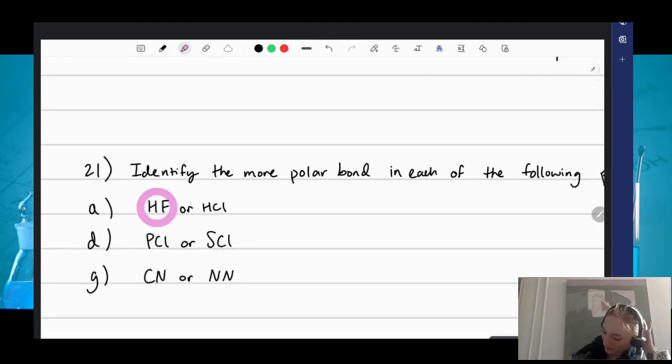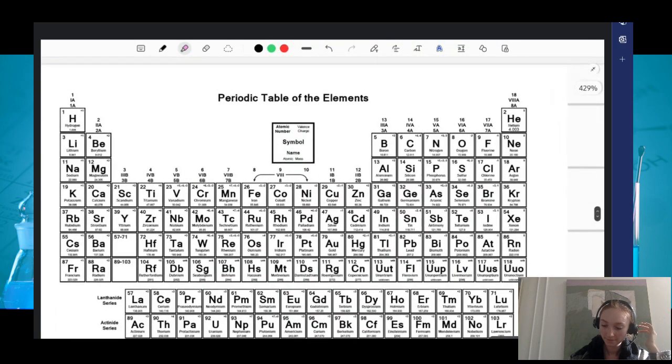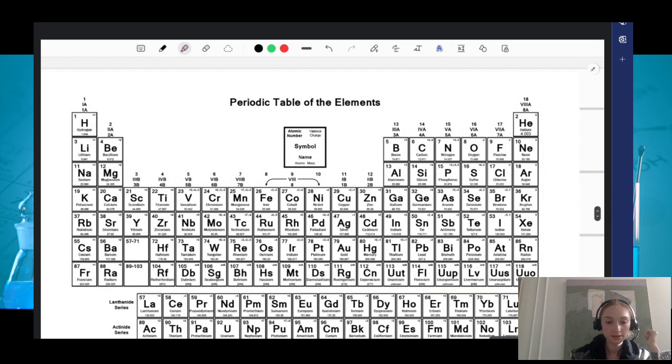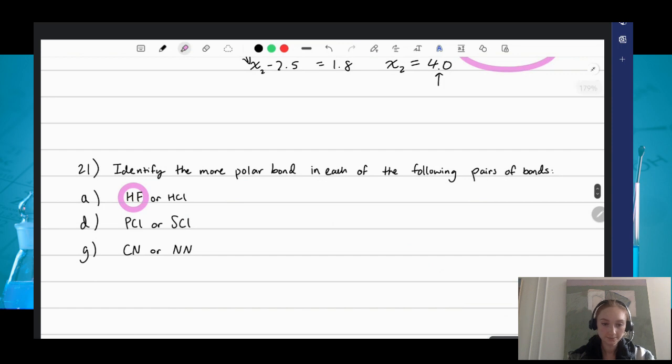And the next question is PCl or SCl. So the difference here is if the chlorine is bonded with sulfur or with phosphorus. So let's look at where the phosphorus is on here. Phosphorus is right here and sulfur is right here. And because sulfur is more up to the right than phosphorus, it's going to have a higher electronegativity. So that means it's going to have a stronger ionic bond. And so the answer here is going to be SCl.